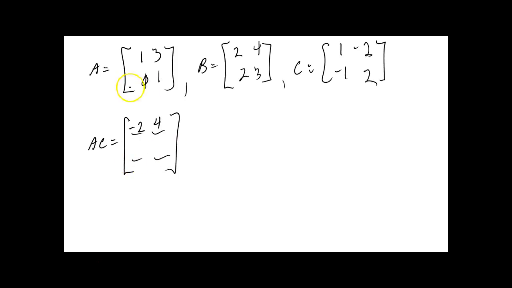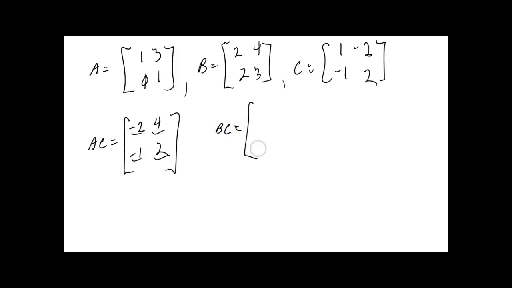The 2, 1 entry, second row, first column, is 0 minus 1, which is minus 1. And the second row, second column, the 2, 2 entry, is 0 plus 2, which is 2. So AC is negative 2, 4, negative 1, 2. Got it. Let's do BC.